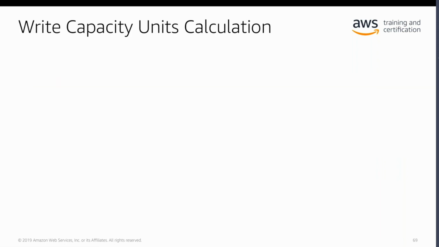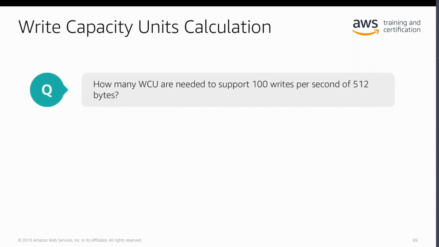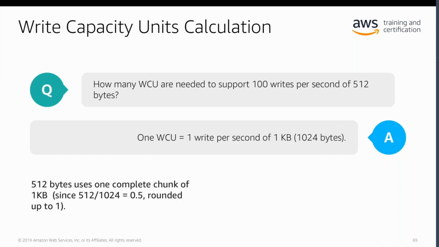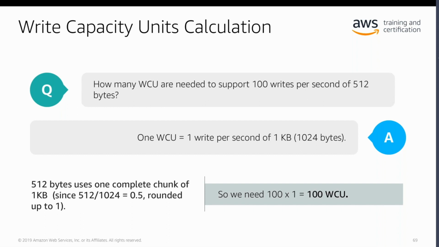Okay. For write capacity calculations, how many write capacity units do we need to support 100 writes per second of 512 bytes? Well, for that, we would need at least 1 write capacity unit, because the unit specification size is 1K to do that write. So we would need 1 of those, and then we would simply take that 1 and multiply it by the number of writes per second. That's going to give us 100 write capacity units.